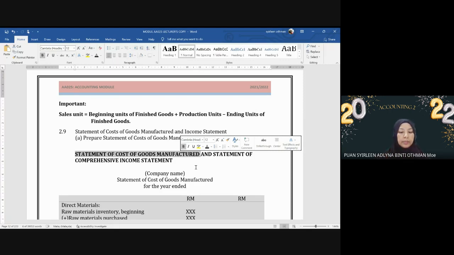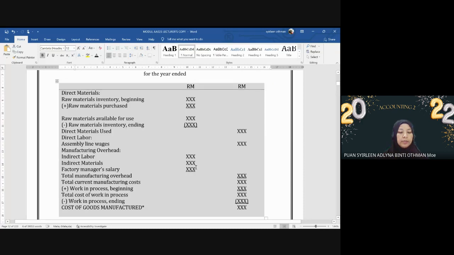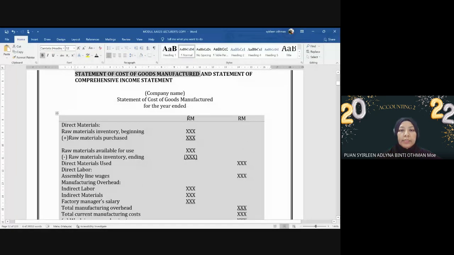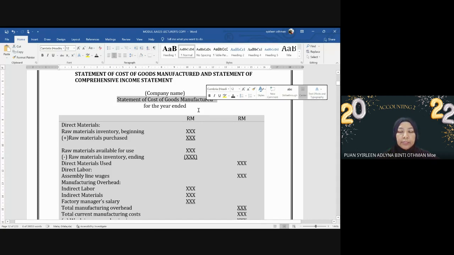Okay, kita tengok dekat bawah tu, I give you the format. Okay, nampak macam susah nak hafal. Tapi actually, okay, this is a statement. Bila statement, it's a formatted statement lah. Yang ni you must comply to GAAP standard. Okay, so dia macam biasa ada nama company, and then the name of the statement is statement of cost of goods manufactured for the year ended. Ni ada tarikh lah dekat sini.